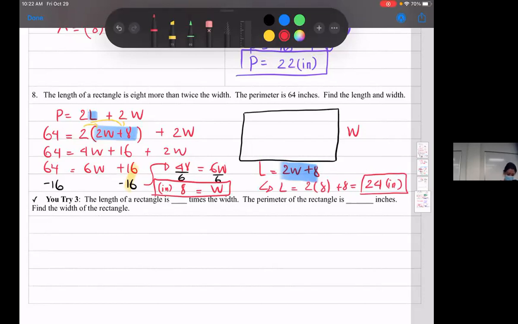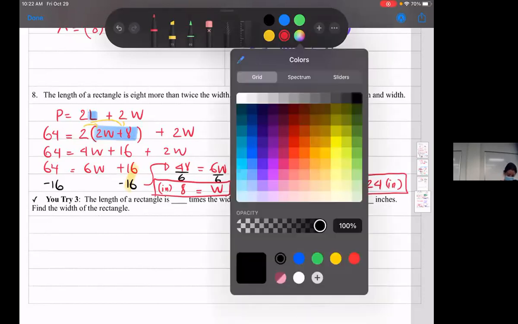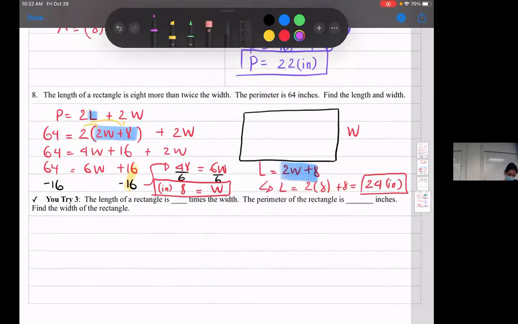You try. The first number is number 3. So that's number 3. Second number is 128.